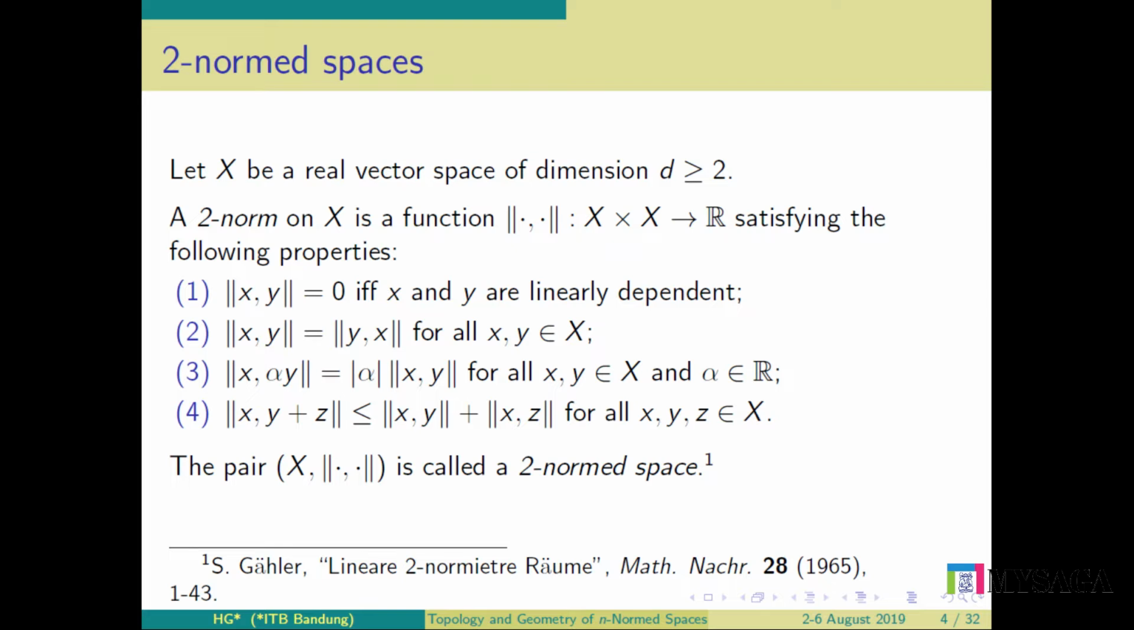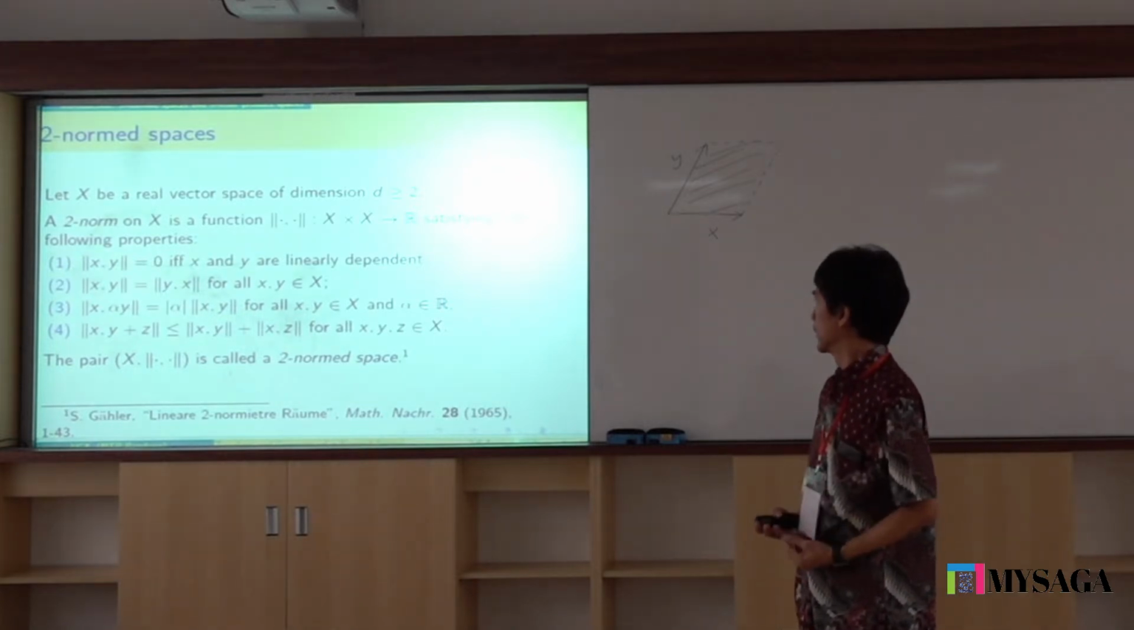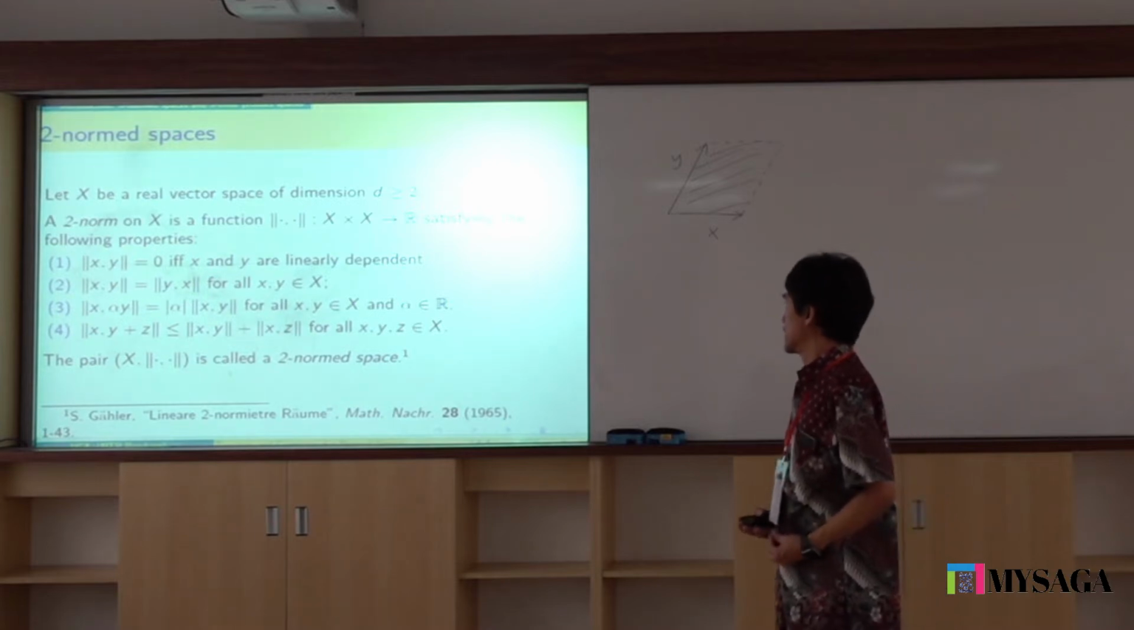So the four properties here can be interpreted geometrically. The first one says that the area is 0 if x and y are linearly dependent. That means if x and y have the same direction or reverse, the area is 0, so the height will be 0. And then the second one: the area spanned by x and y is the same as the area spanned by y and x, so it's invariant with respect to the order of the two vectors, it doesn't change the value.